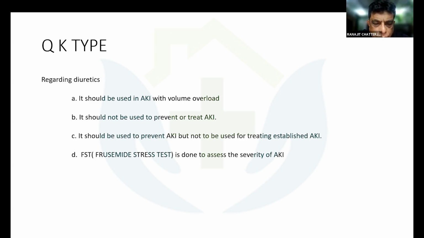True, true, false, true. True, false, false, false. True, false, false, true. So see, it should be used in volume overload. There is no problem in that. It should not be used to prevent or treat AKI. This is very important. It should be used neither in prevention nor in treatment. It should be used to prevent AKI but not used to treat it is obviously false. And furosemide stress test is done to assess the severity. I've already told. So the answer is true, true, false.